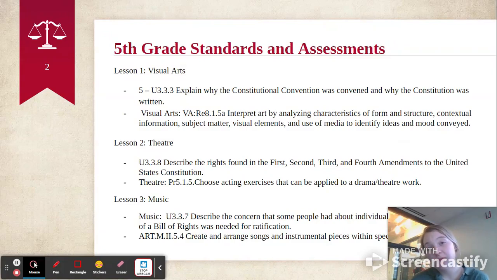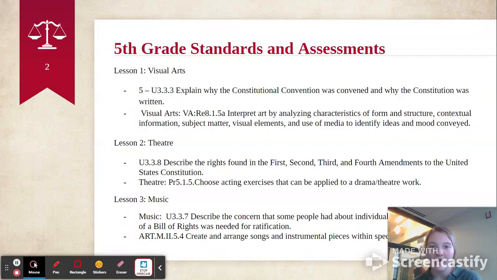For lesson 2, we're going to be focusing on theater, describing the rights in the First, Second, Third, and Fourth Amendments, so focusing more on the Bill of Rights aspect of the Constitution. And then I'm also going to throw in some preamble, even though it's technically not in the standard, but we're going to throw that in there as well for that lesson. And then we're going to be doing acting exercises, really applying that through a poetic game, which I'll talk about later.